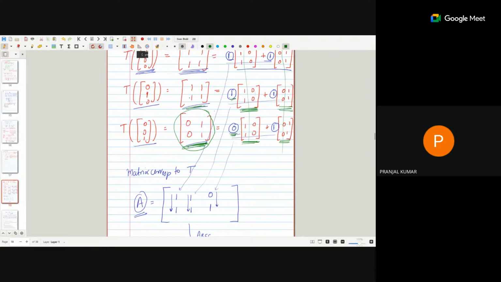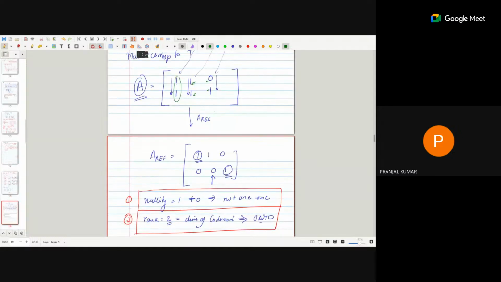Now these coefficients are important to me. These two I will place as a column. So these are 1 1, this one and this one, and this 0 and this 1 is this 0 and this 1. So I place them as columns. So I've got my matrix corresponding to this linear transformation. Once I get the matrix, everything becomes easy.